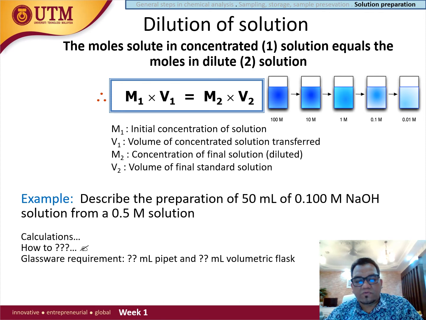After that, we have dilution of solution. Are you familiar with this? M1V1 = M2V2. The moles of solute in the concentrated solution equal the moles in the dilute solution. M1 is the initial concentration of the solution. V1 is the volume of concentrated solution transferred. M2 is the concentration of the final diluted solution, and V2 is the volume of the final standard solution. For example, describe the preparation of 50 ml of 0.1 molar sodium hydroxide solution from 0.5 molar solution.